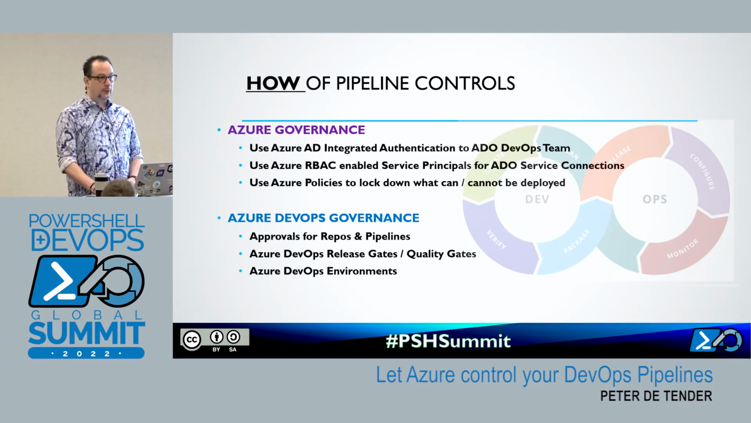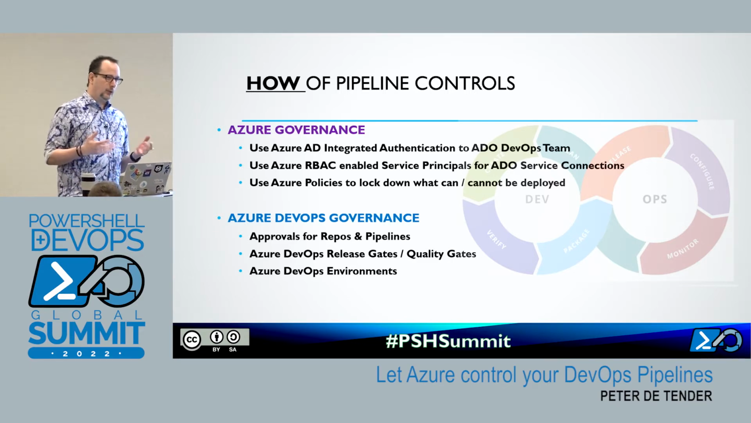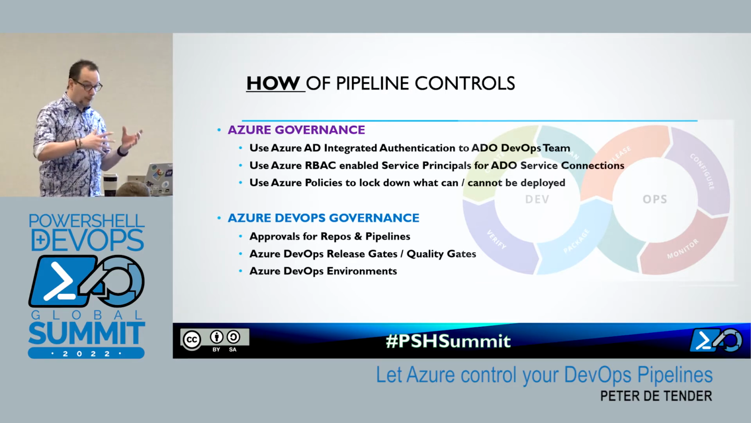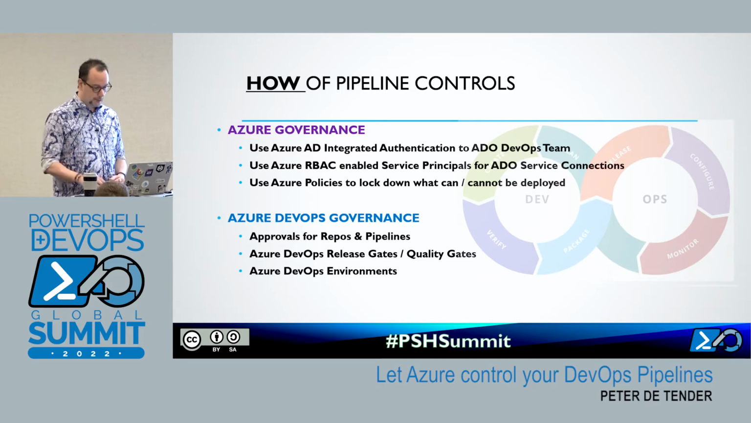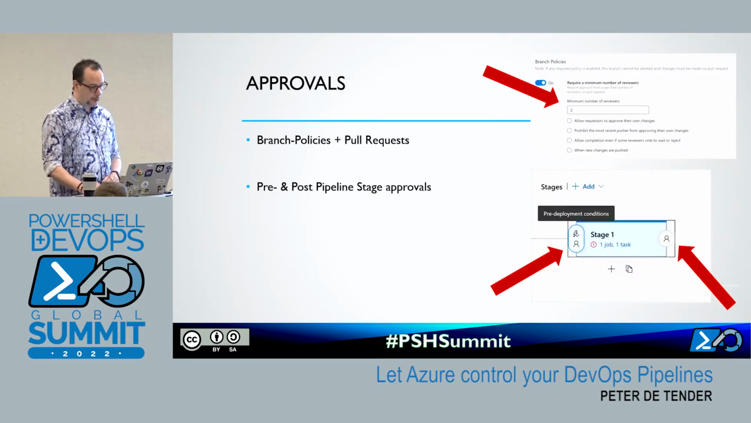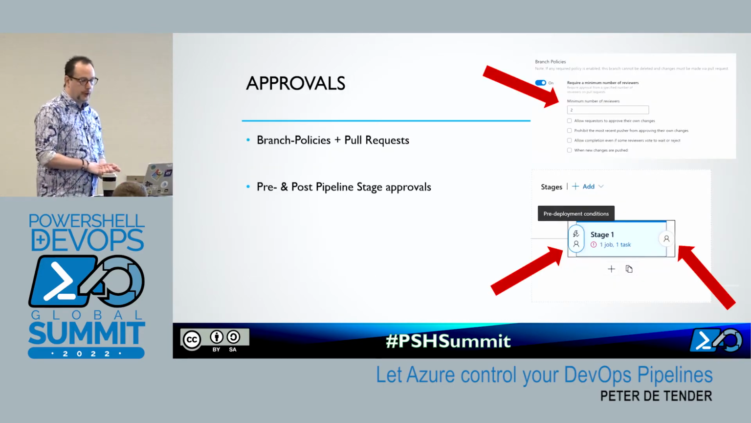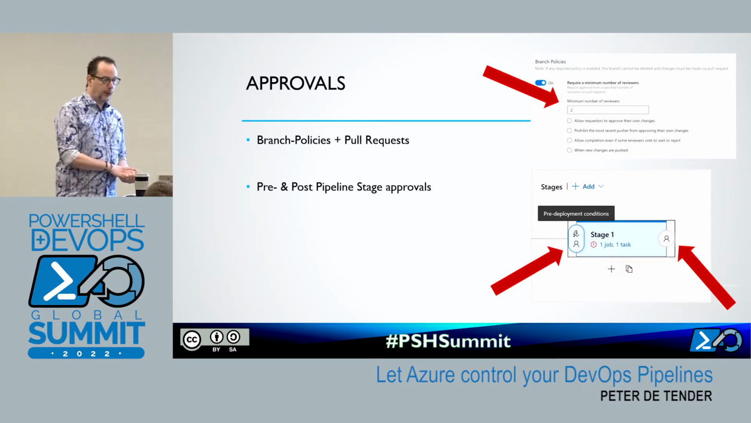Next we have DevOps release gates, or quality gates is what the industry calls it, but the terminology within Azure DevOps is release gates. And then last, the DevOps environments. I'll talk about it and mainly show you how it works. So approvals in a couple of different ways. First of all, branch policies.